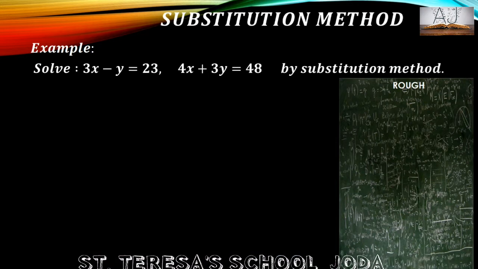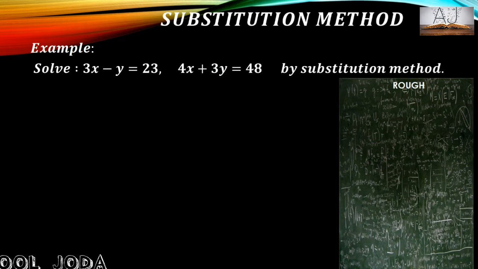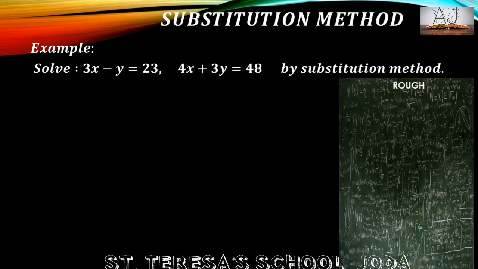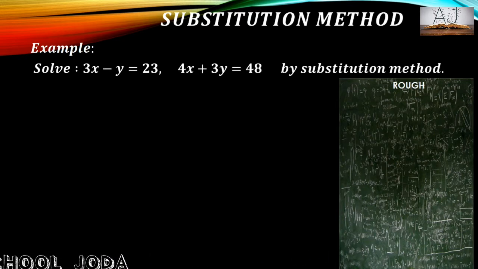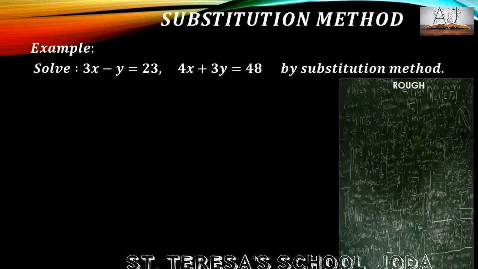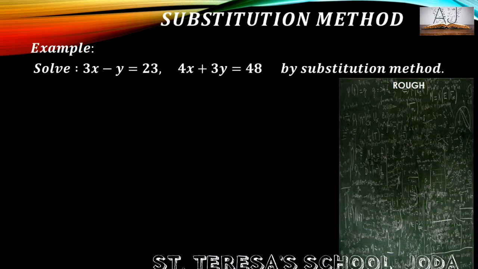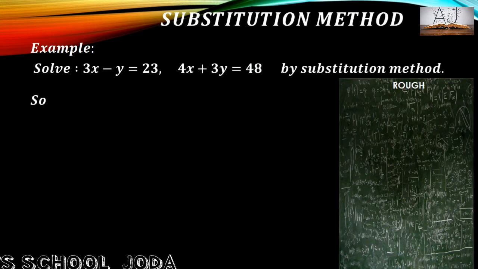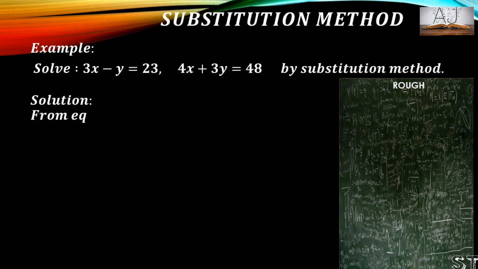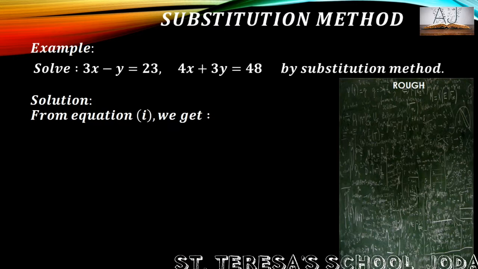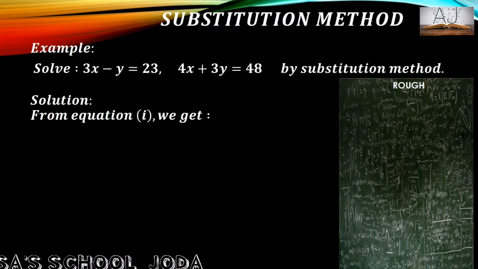By the name we can know, we have to substitute the value. So take any one of the equations, either the first one or the second one, any one. And we have to make one of the variables the subject. Either you make x the subject, or you make y the subject. Suppose I take the first equation. So let us see the solution now. We take the first equation: 3x minus y equal to 23.